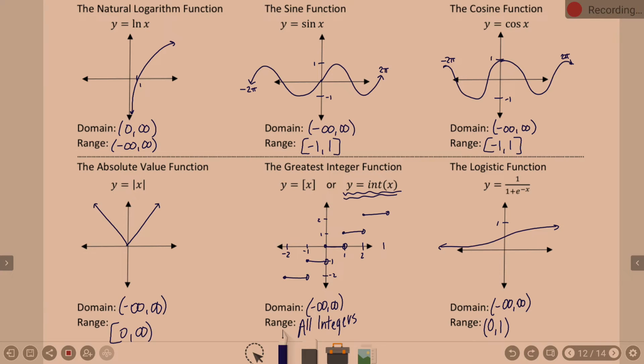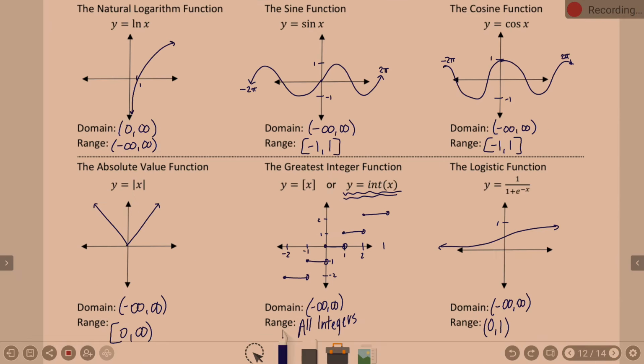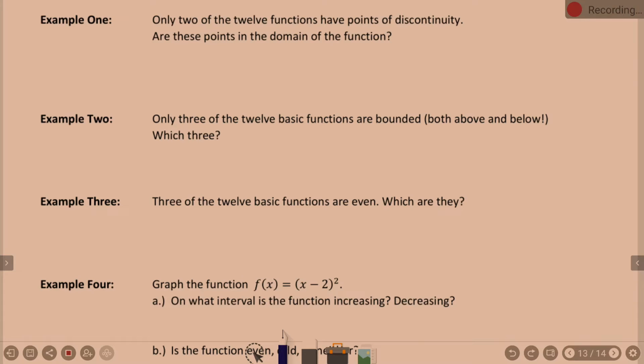Now, the first part of this is easy. 2 of the 12 functions have points of discontinuity. So as you look here, which ones? The greatest integer function and then the reciprocal function. Okay. Greatest integer function. Is this continuous? Uh-oh. No, it's a bunch of little stair steps, a bunch of little lines. Definitely not continuous. Reciprocal function. Is it continuous? Can I draw it all at one time? No.